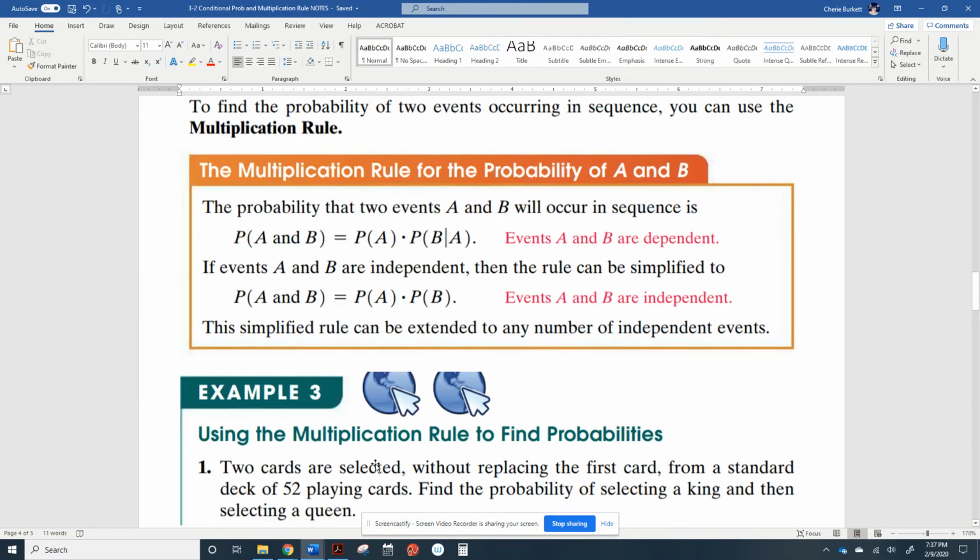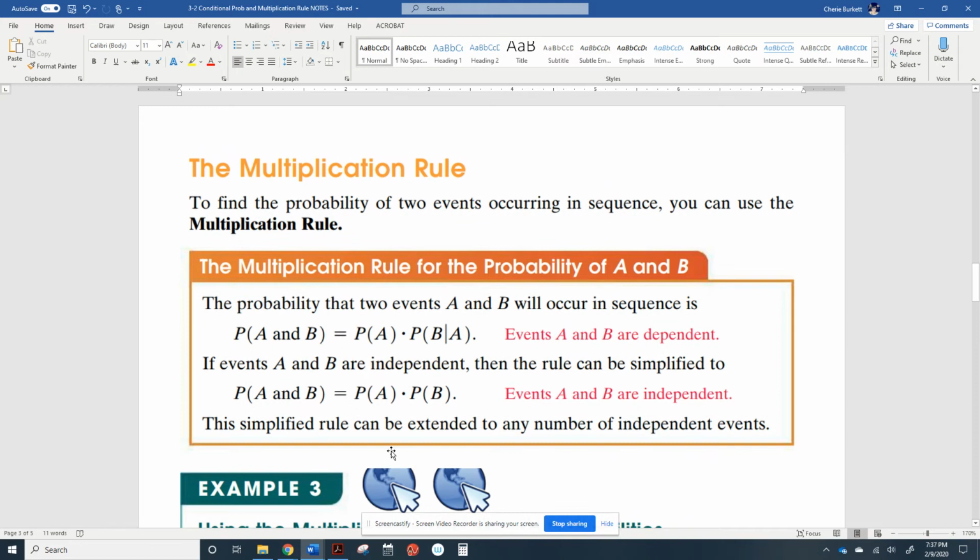Okay, so this multiplication rule, and I have seen the test, so I know what's coming throughout the whole chapter. And we're going to have two rules. We're going to have a multiplication rule, and we're going to have an addition rule.